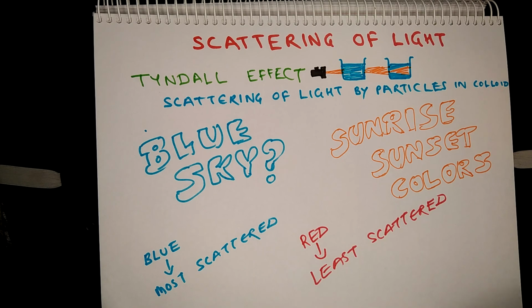So to sum up, I talked about the structure of human eyes, vision defects and their correction. Then I talked about certain interesting natural phenomena which happen because of scattering of light, because of dispersion of white light, and because of refraction of light. That's all. Thank you.